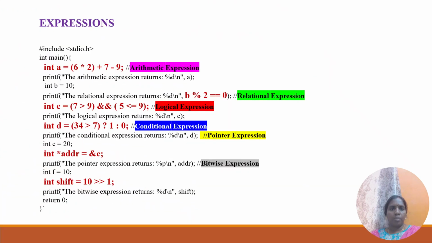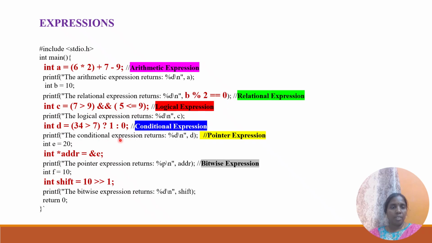So this is a simple program showing the expressions. If you see the arithmetic expression, 6 * (2 + 7) - 9, the expression within the parentheses will be executed first. And this is a relational expression in which 7 greater than 9 and 5 less than or equal to 9. The relational expression is b % 2 not equal to 0. This is an example for a logical expression.